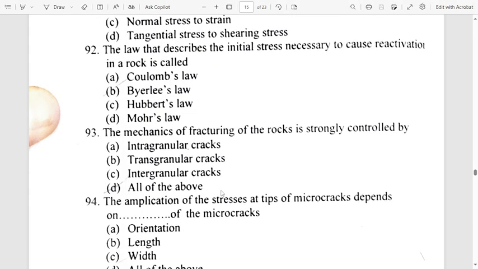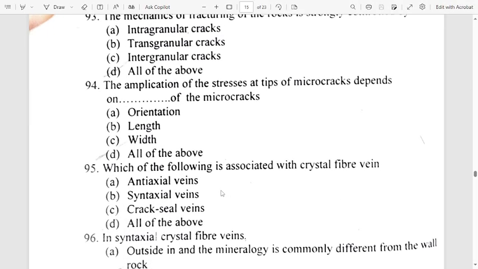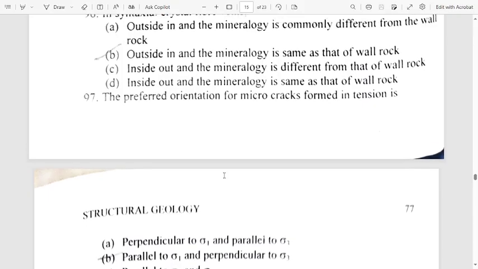The mechanics of fracturing of the rocks is strongly controlled by intragranular cracks, transgranular cracks, and intergranular cracks. The amplification of the stresses at tips of micro cracks depends on orientation, length, and width of the micro cracks. Which of the following is associated with crystal fiber veins? Anti-axial veins, syntaxial veins, crack seal veins. I think all of them. Again, it's all of them.